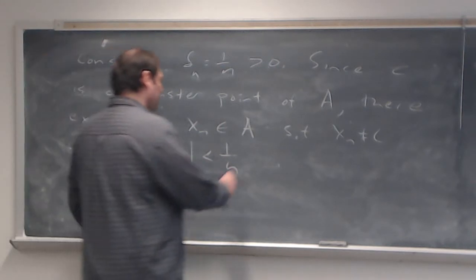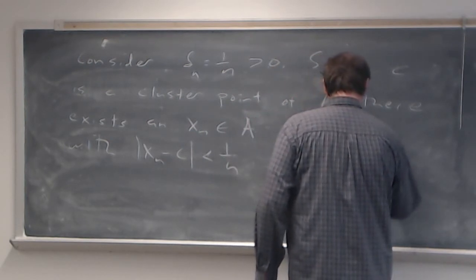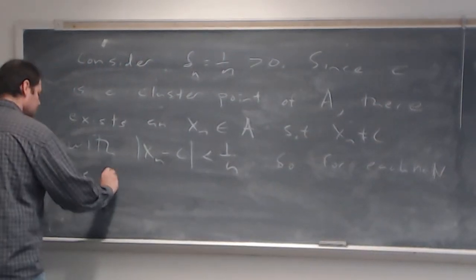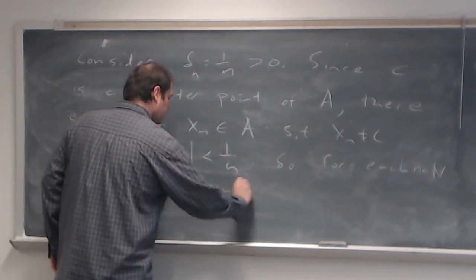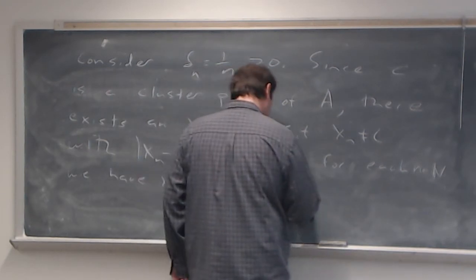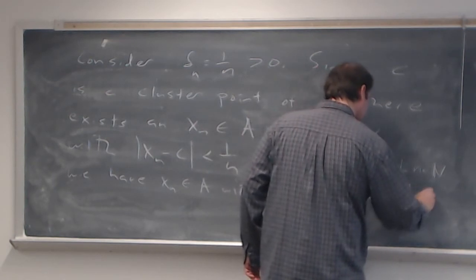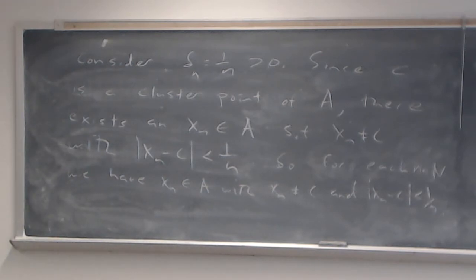So for each natural number n, we have x of n an element of A with x of n different from C and the absolute value of x of n minus C less than 1 over n. So for each n we're going to find one of these x of n's. That means we have formed a sequence. For n equal 1 I got x of 1. For n equal 2 I got x of 2. It satisfies what's here.